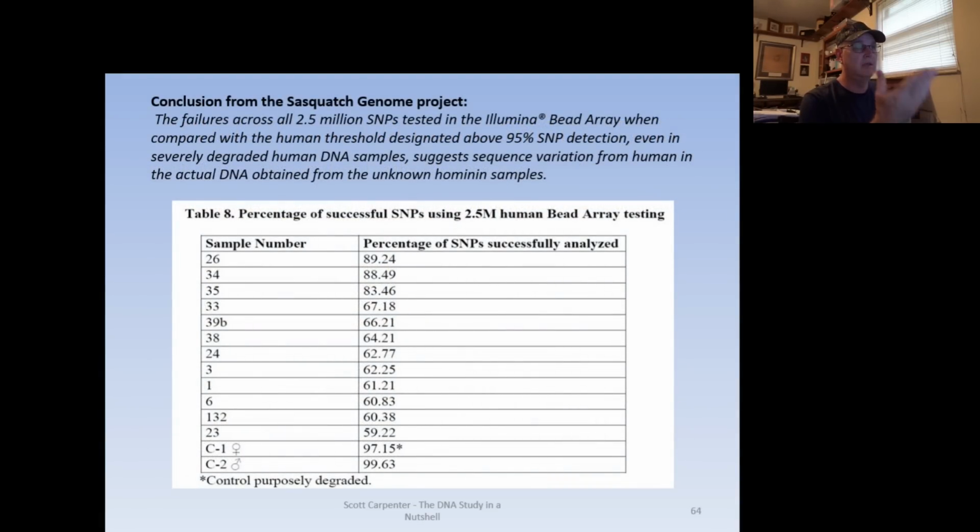And then here's the list of the different samples and the percentages as they came back. You see down here are the control samples, the male and the female. And this sample here was Dr. Ketchum's, and it was purposely degraded with bacteria. This is one that was not degraded. It was 96.63.